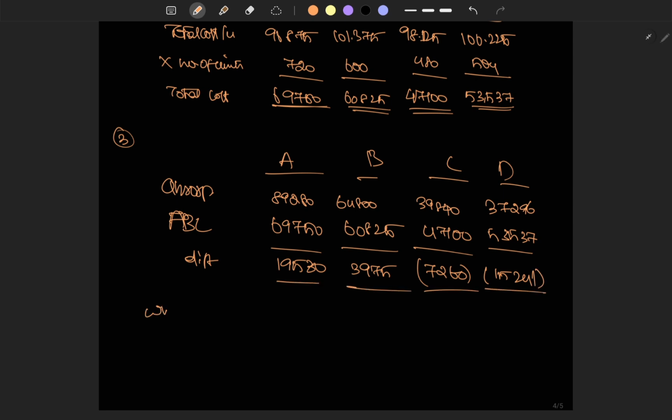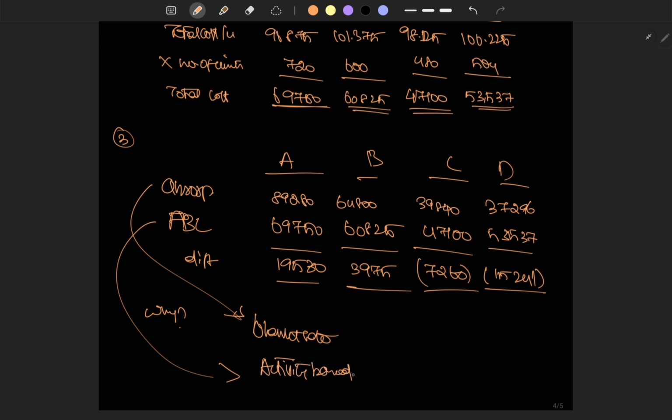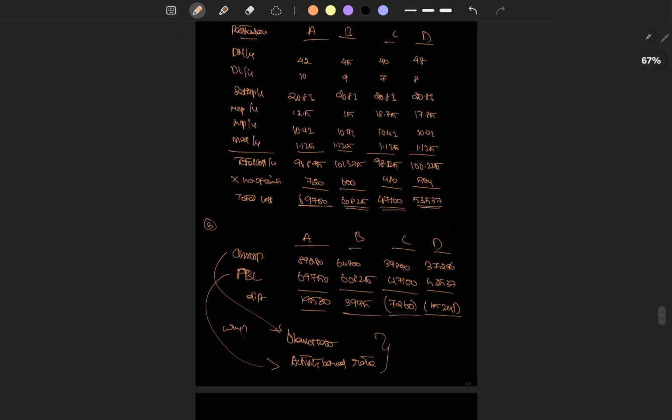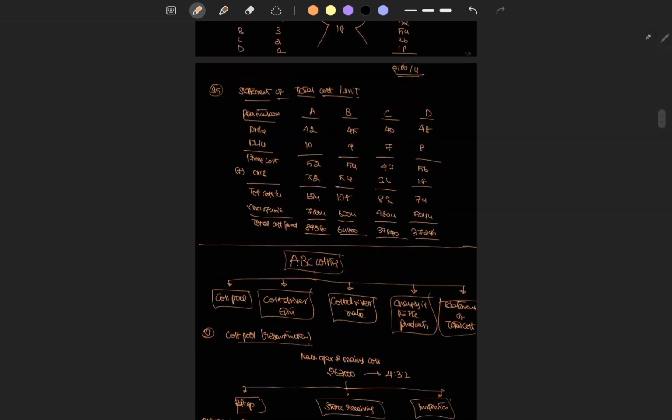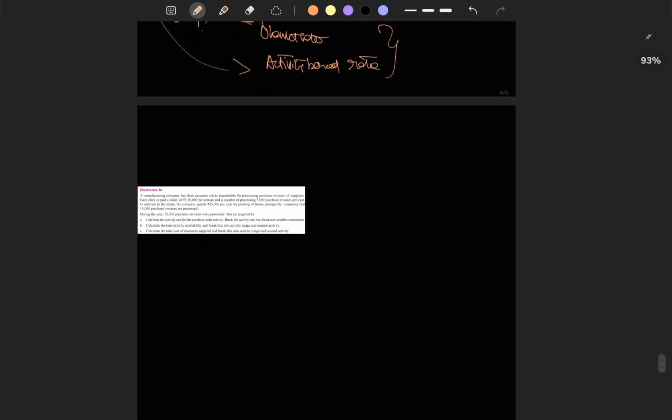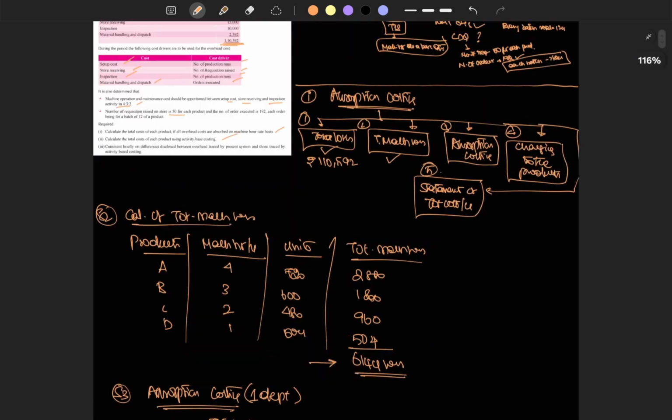Why is there a difference? Because absorption costing follows a blanket rate, while ABC costing follows an activity based rate. So this is the main reason there is a difference, and other than that everything is simpler than that. So this is what the concept is.